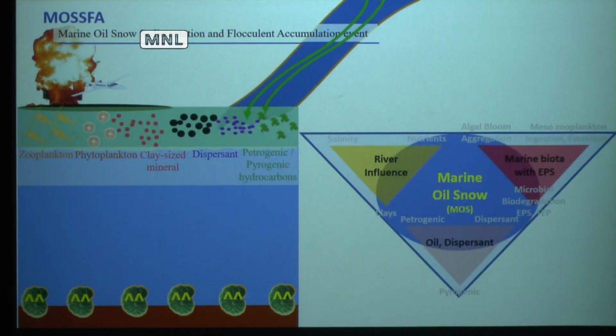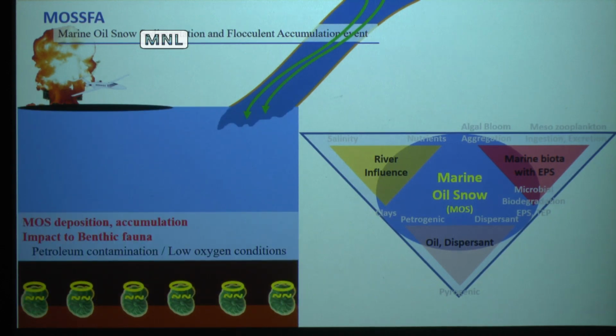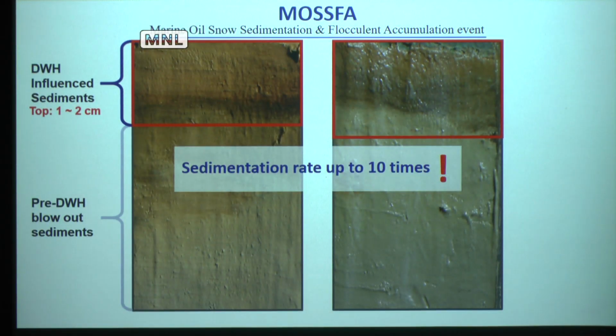So increased surface-derived material such as zooplankton, phytoplankton, clay-sized minerals, dispersant, and petrogenic and pyrogenic hydrocarbons combine with each other and form the marine oil snow, and move to the bottom really fast compared to normal marine snow. And this is the concept and process of the MOSFET event. And the MOSFET event also impacted benthic fauna related to petroleum contamination and low oxygen conditions. So this is a consequence of the MOSFET event found in sediment. We can see the darker layer on the top, 1 to 2 centimeters, and the sedimentation rate is increased up to 10 times in this layer.